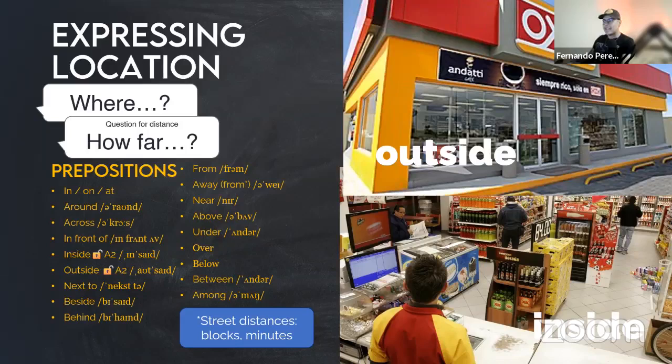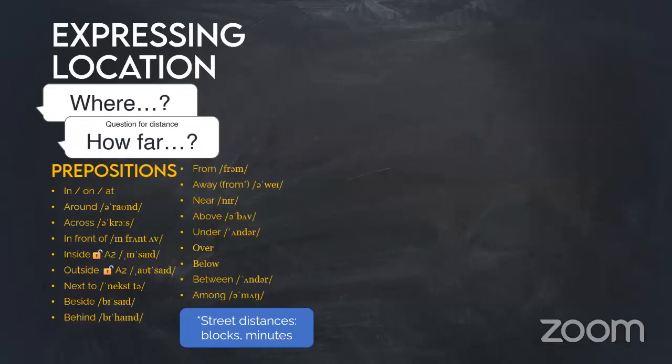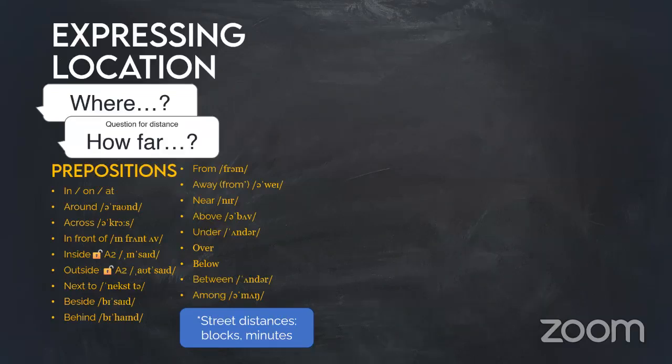We have the next word. Everybody, pronunciation. Across. Across. Exactly. Everybody. Across. When you are talking about across, you are talking about, let me write this. Where is the word across in the photo? This is across.